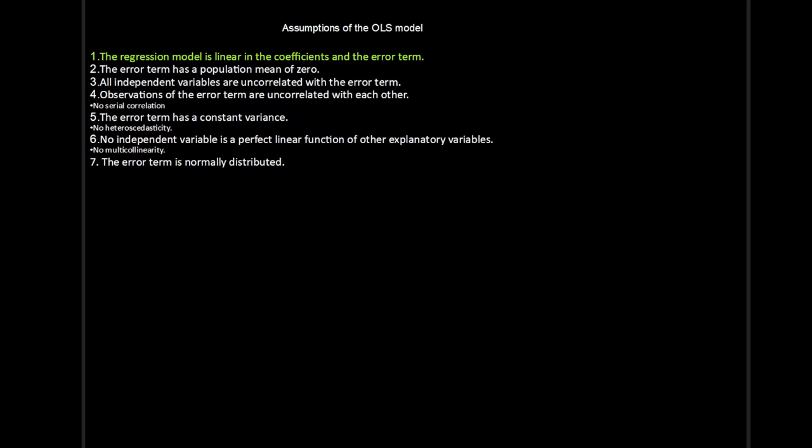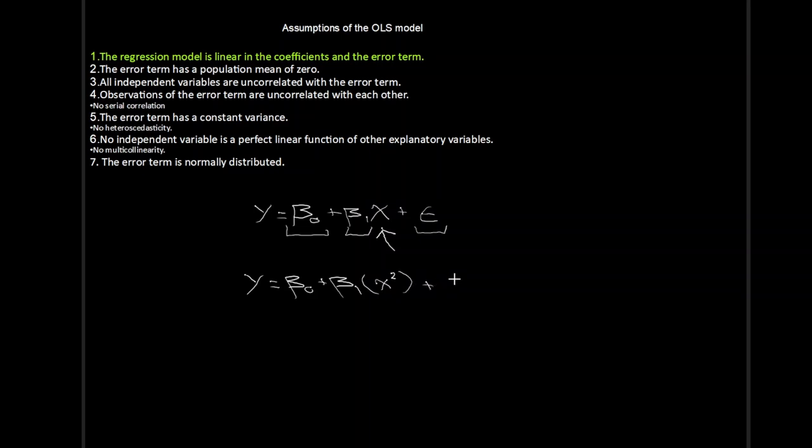So the first one: the regression model is linear in the coefficients and the error term. What exactly does that mean for our coefficients to be linear? Well, if we have our regression model, so this is for the population, beta naught plus beta 1 x plus our epsilon, what we're saying is that the coefficients are entirely linear, just entirely on their own. What we can do is non-linear transformations of x. That's perfectly fine. We could say that the relationship between x and y is beta naught plus beta 1 times the squared value of x. That's perfectly fine.